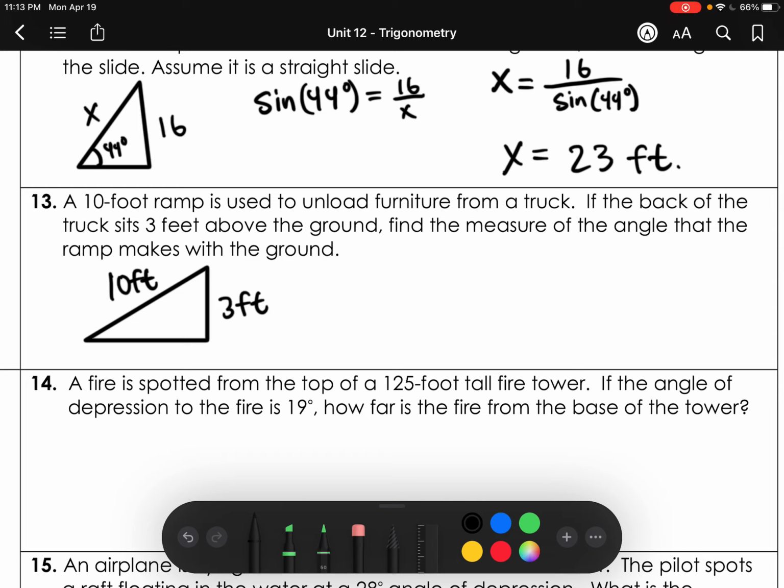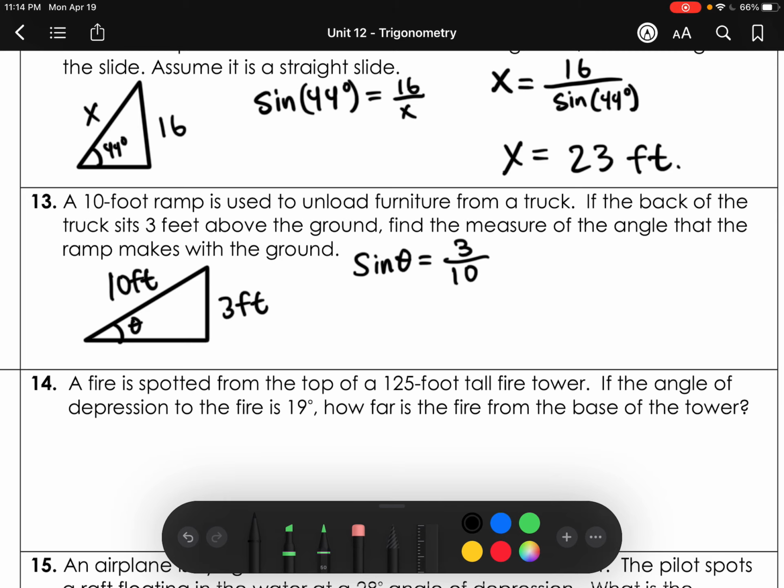And now it says find the measure of the angle that the ramp makes with the ground. So this is the ramp, this is the ground, so this is the angle that we're looking for. We're looking for theta. In reference to this angle, we're given the opposite and the hypotenuse, so we're going to be using sine, right? Sine theta is equal to opposite over hypotenuse. Opposite is 3, and hypotenuse is 10.